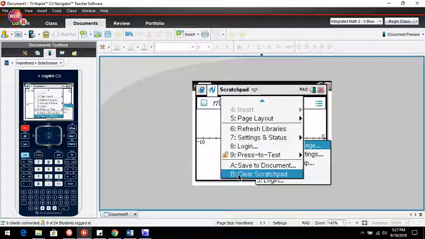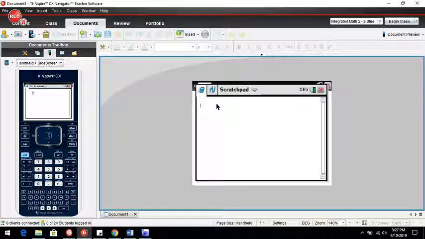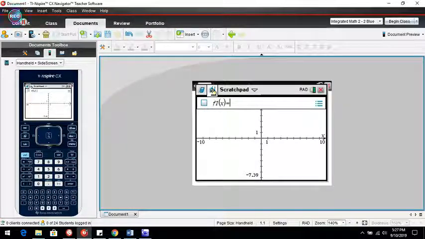Okay, or you can just go down to where it says clear scratch pad and it will clear out everything. You can also just click on this graph to get to the graph scratch pad. So I'm going to enter the two equations that I wrote down on the paper.